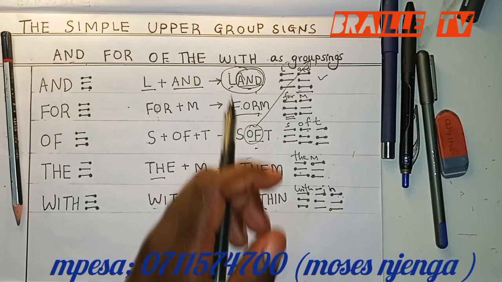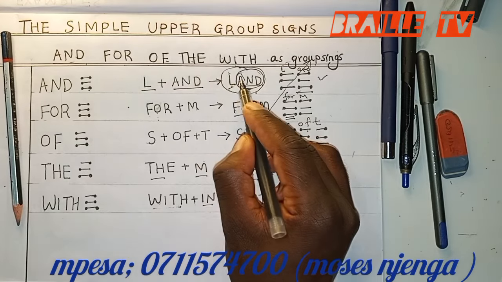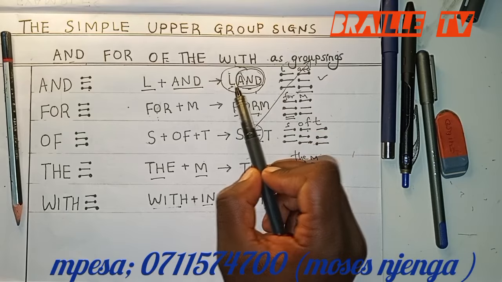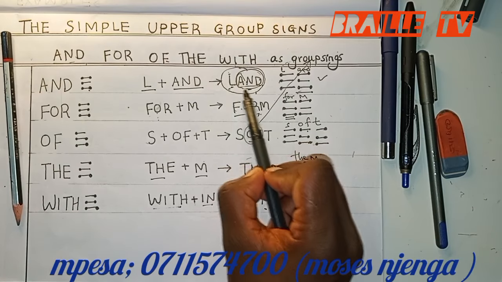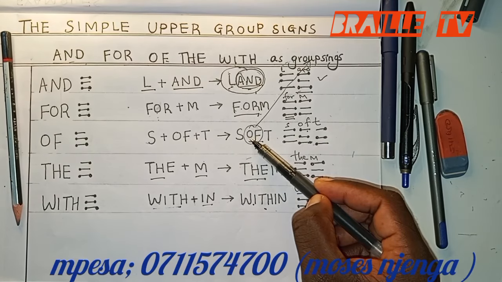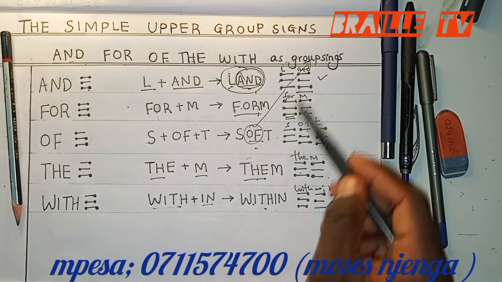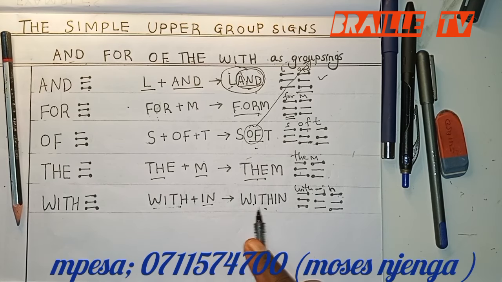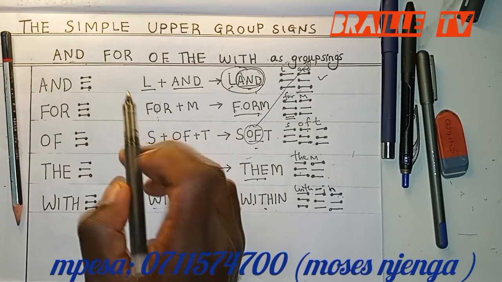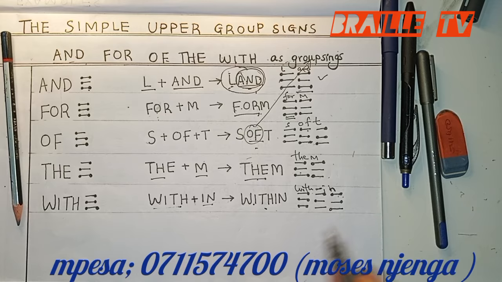In these groups of letters, which is L, A, N, and D, in this group of words, in the first word we have L, A, N, D, and is used as a group sign. In the word form, for is used as a group sign. In the word soft, of is used as a group sign. In the word them, the is used as a group sign. And lastly, within, with is used as a group sign. Okay, that is it. And remember, we are calling them the simple upper group signs because they have a dot in the upper part.